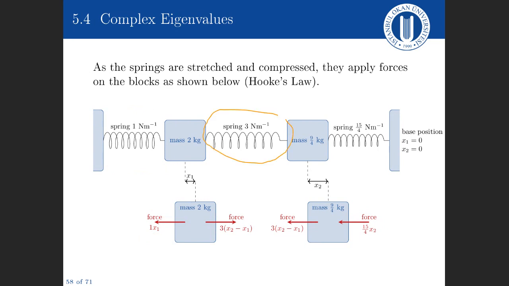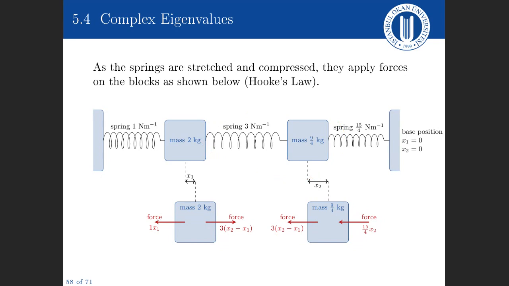Next, I want to look at the effect of the middle spring on the left block. How much does the middle spring stretch? It stretches by x2 minus x1. And the spring constant is 3. So the spring is going to be pulling to the right with a force of 3 multiplied by x2 minus x1. Likewise, this spring is going to pull the right block to the left with a force of 3 times x2 minus x1. That's the spring constant of 3 multiplied by how much the spring stretches.